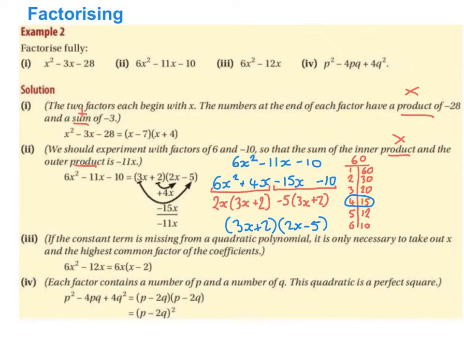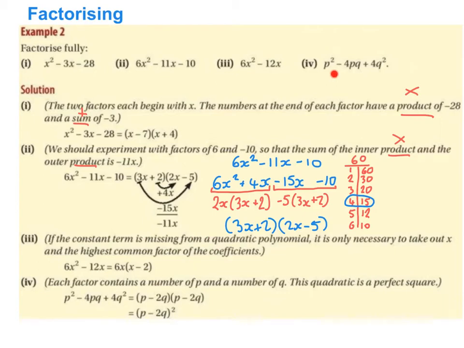Okay, part 3, 6x squared minus 12x. Well, if the constant term is missing from the quadratic polynomial, it is only necessary to take out x and the highest common factor of the coefficients. So basically, again, we're just going to use our HCF method. So we have a look and we see what will divide into 6x squared that will also divide into minus 12x, and it's going to be 6x. So 6x into 6x squared leaves us with x, and 6x into minus 12x leaves us with minus 2. So our HCF is 6x.